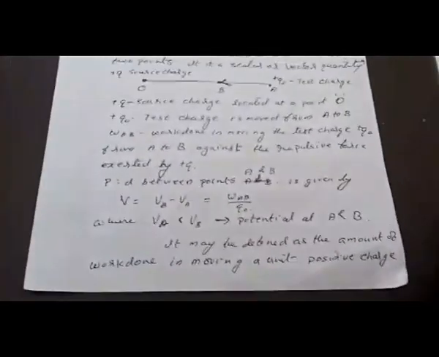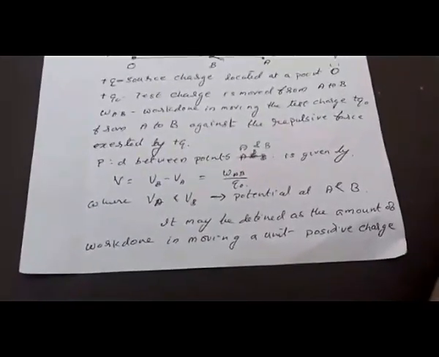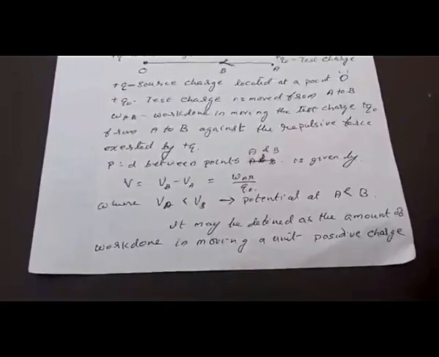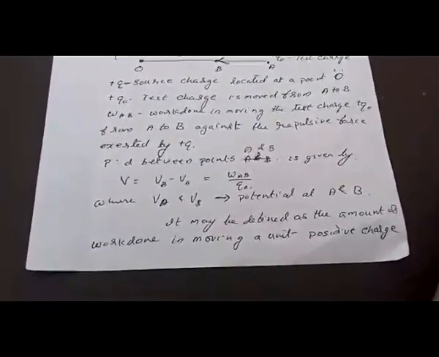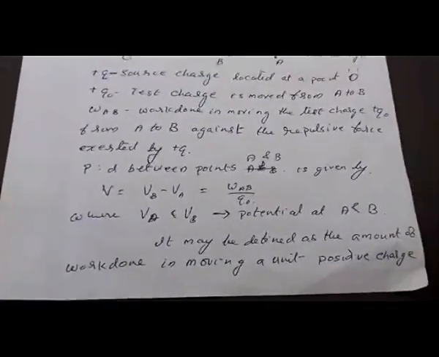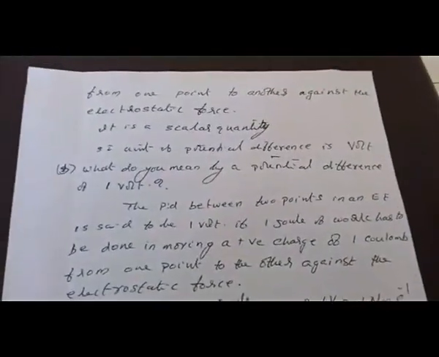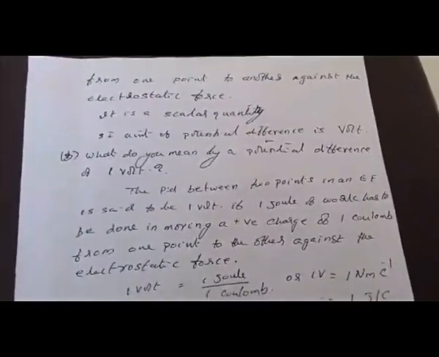Therefore, the potential difference between A and B is given by V = VA minus VB = WAB divided by Q0, where VA and VB are the potentials at A and B. Now we can define potential difference. It may be defined as the amount of work done in moving a unit positive charge from one point to another against the electrostatic force. It is a scalar quantity.